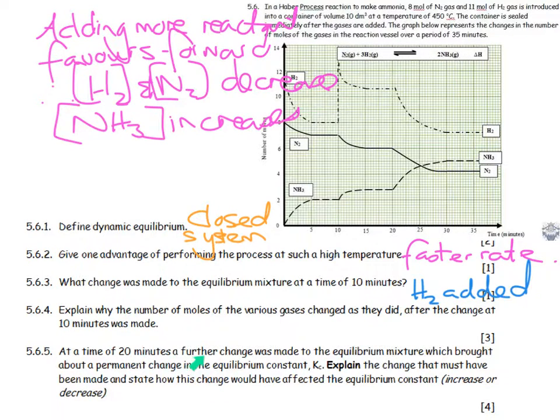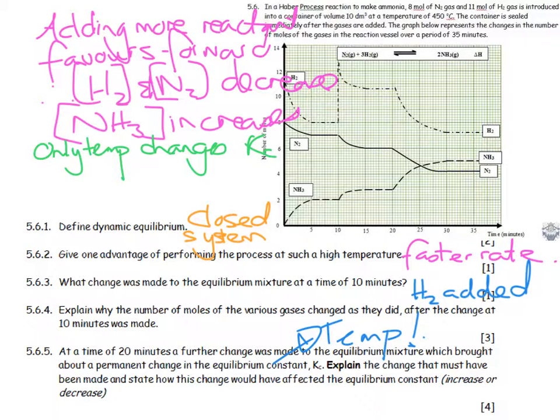At a time of 20 minutes, a further change was made to the equilibrium mixture, which brought about a permanent change in the equilibrium constant. So that has to now be temperature. We know that. So I'm not sure what temperature, but it must be a temperature change. Explain the change that must have been made and state how this change would have affected the equilibrium constant, increase or decrease. So the first thing is I say only temperature changes Kc. So let's start with that as a definition.